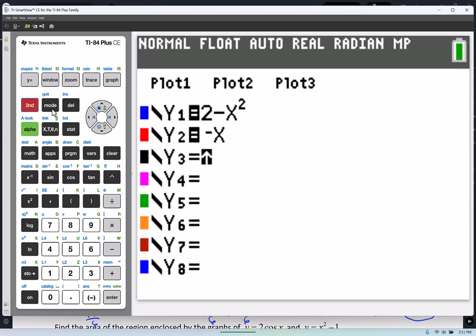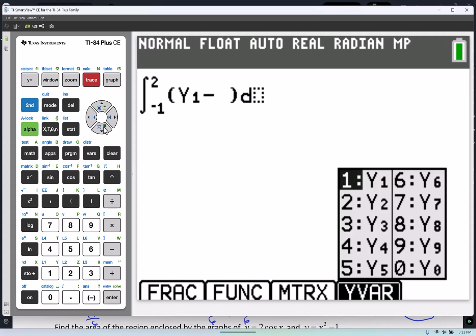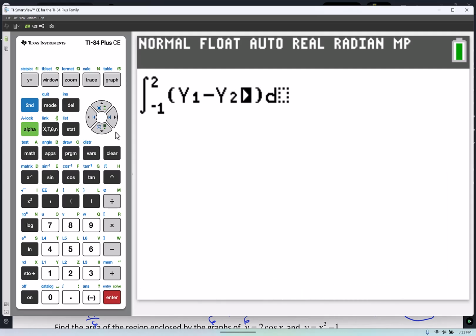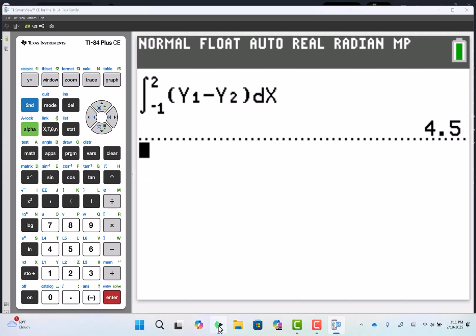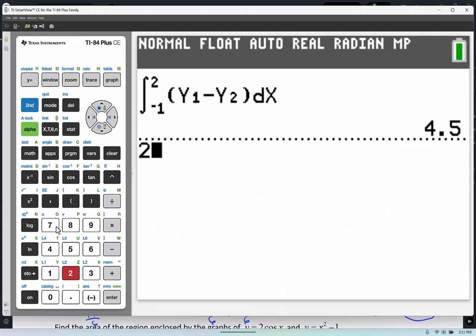Second quit. Math number 9. From what to what? Negative 1 to 2. And the parabola's on top, so I'm going to go alpha trace y1. And then the linear line's in the bottom. Alpha trace y2. And I'm going to put x. 4.5. Is that what we got? 27 over 6? Yeah, that's 4.5.